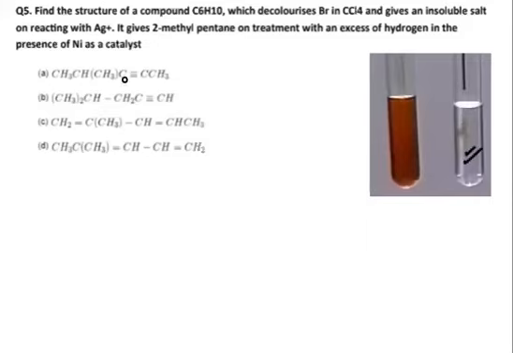Now, if you're analyzing the options given, we can find that all the options have a pi bond, either as a double bond or as a triple bond, meaning all these molecules will definitely decolorize bromine. So there is none of the options we can skip based on the first clue.